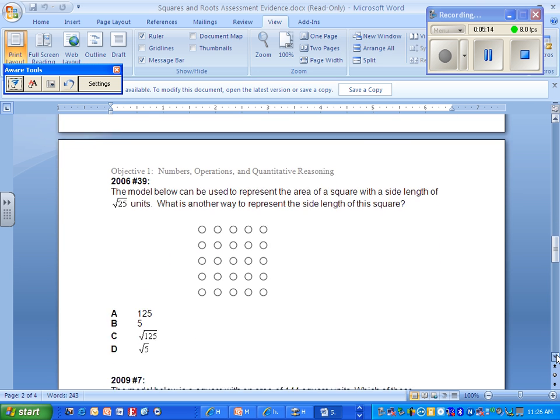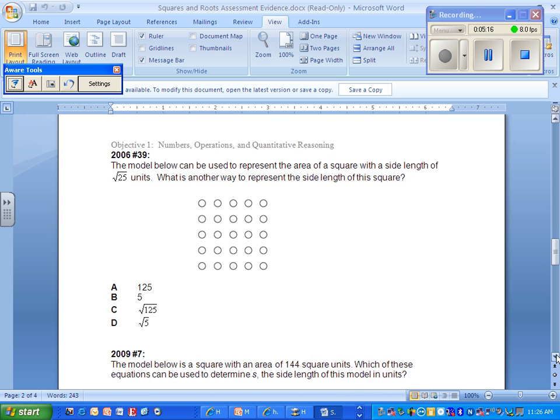All right, number 2006, number 39. These are all taken from previous tax tests. The model below can be used to represent the area of a square with a side length of square root of 25 units. So that's my side length of square root of 25 units. What's another way to represent the side length of the square?